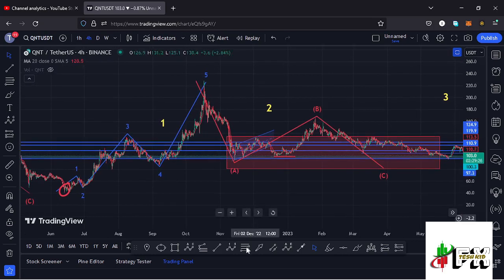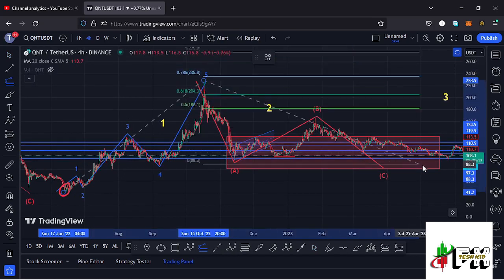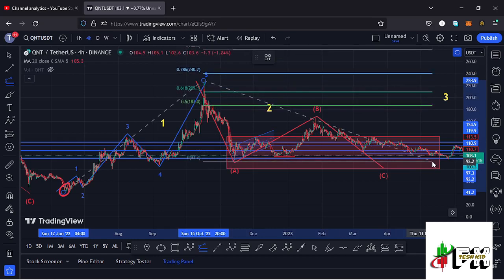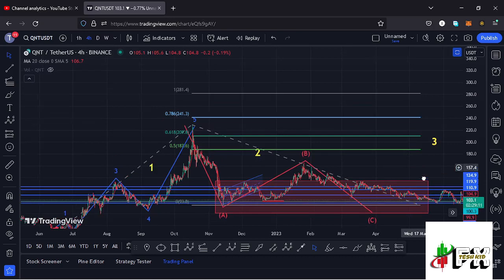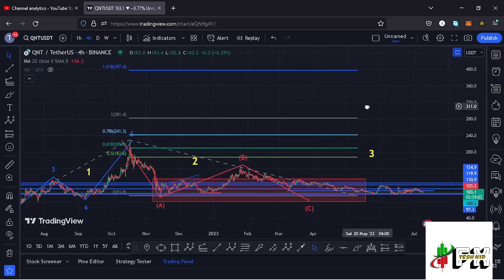Giving you minimum target areas for that wave 3 to the upper side, by connecting the trend-based Fibonacci from the low of the first wave to the high of that wave 1, then dragging the fibs to the low of the second wave, I get a minimum target area for that wave 3 at the fib level 1.618, and that is at around the $397.4 mark. That is the minimum that you can expect that wave 3 to the upper side to do.